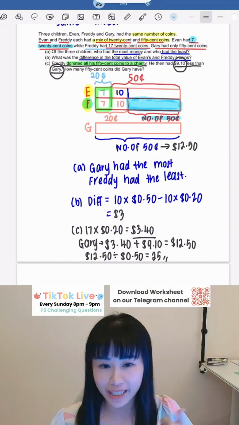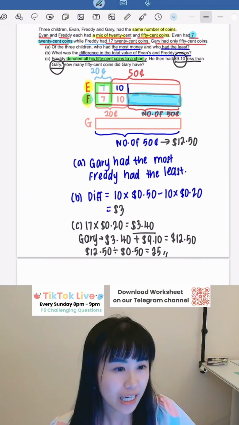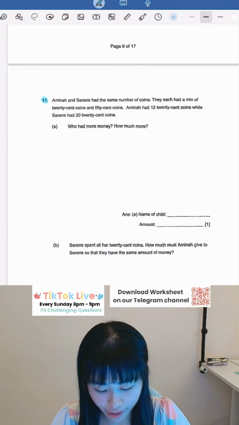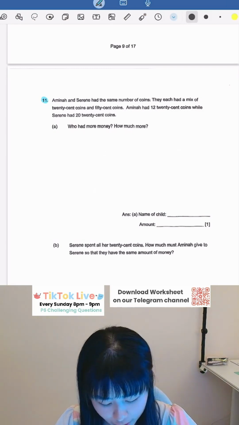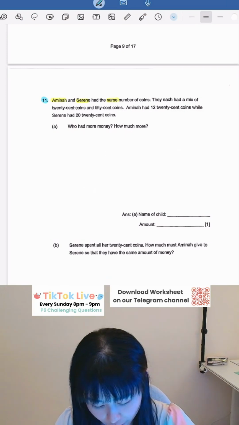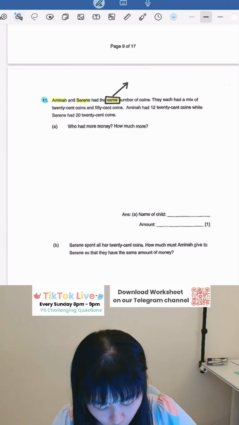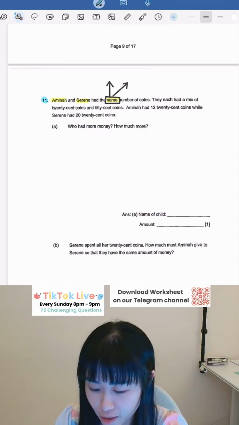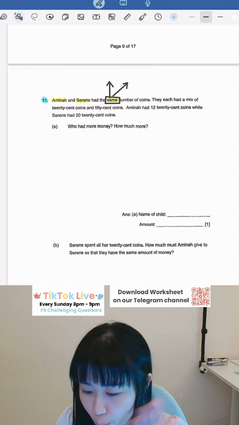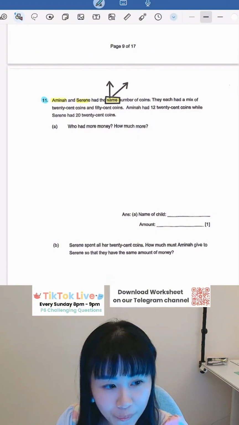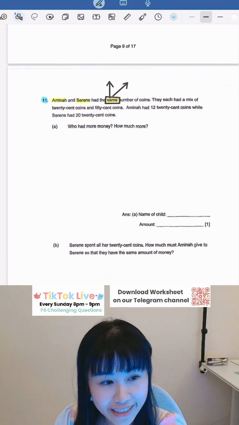Yes, we are done with this extra question. I just want to test whether you already remember what I taught you from the previous question. When they say Amina and Serene have the same, who can tell me, when you see the keyword same, what are the two methods that should pop up in your mind, that you should be using if you are a primary 6 student? Hello, Barry.